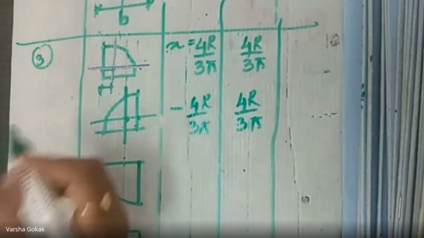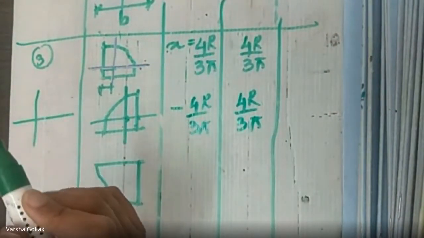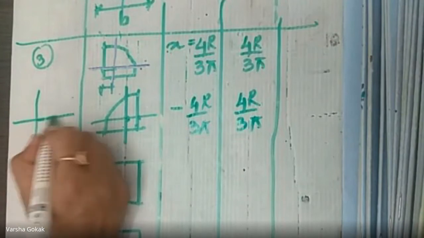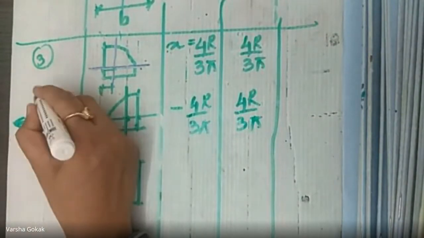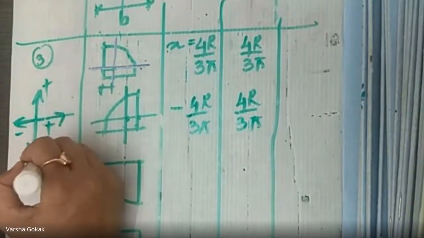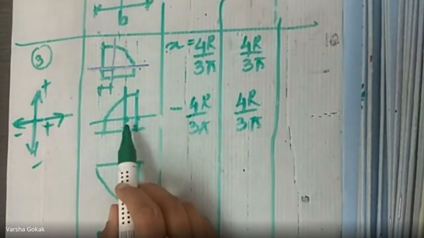I hope you are all aware of your quadrant system, or when we do the graph. When it goes towards this side, it is positive. When it goes towards this side, it is negative. When it goes on top, it is positive. When it moves down, it is going to be negative. I'm using that funda over here.